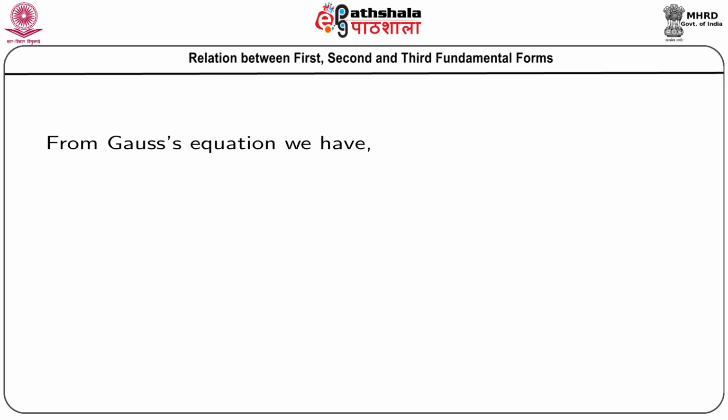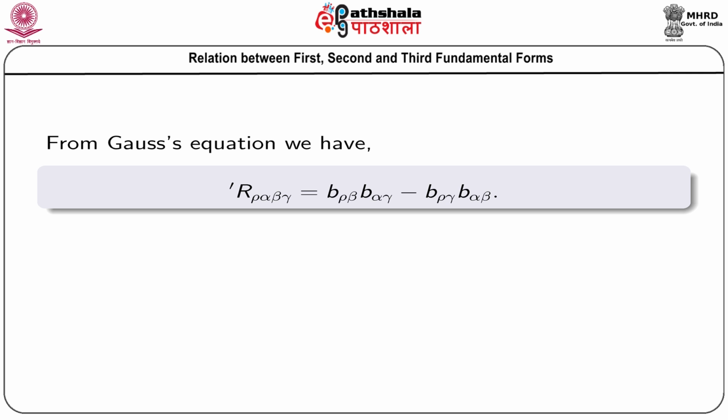Now, let us find the relation between the first, second and third fundamental forms. We have obtained the first fundamental form, the second fundamental form, and also the third fundamental form in our previous sections. Now, we will study a relation between these forms with the help of the Gauss equation. From the Gauss equation, we have r dash rho alpha beta gamma equals b rho beta b alpha gamma minus b rho gamma b alpha beta.